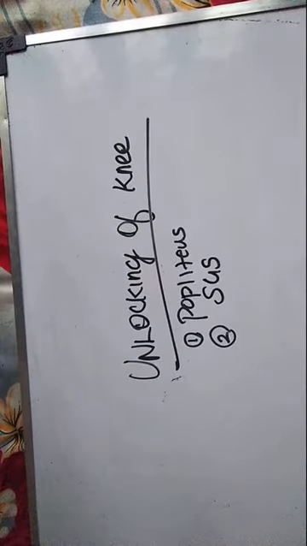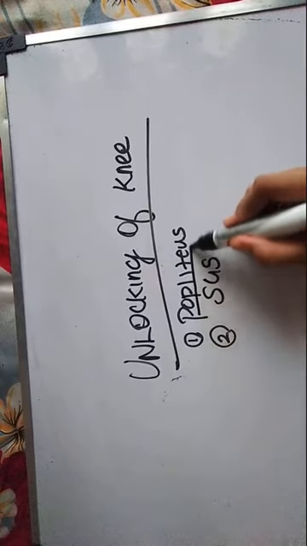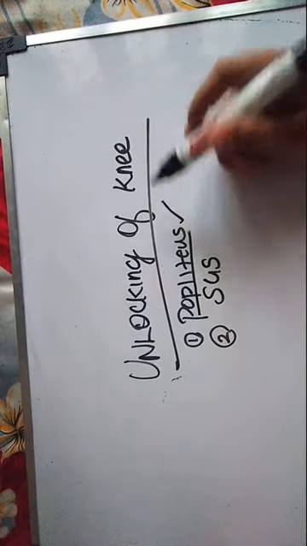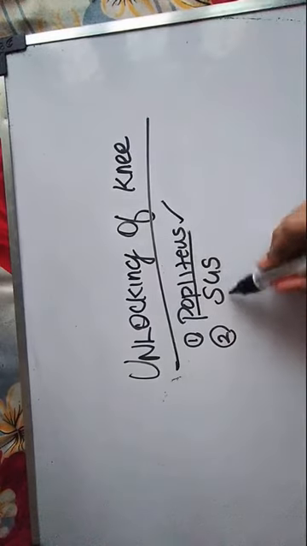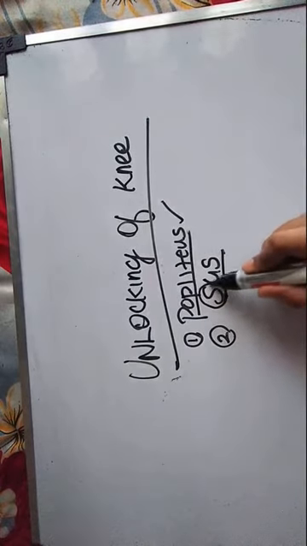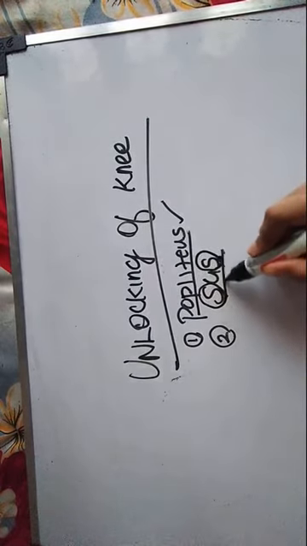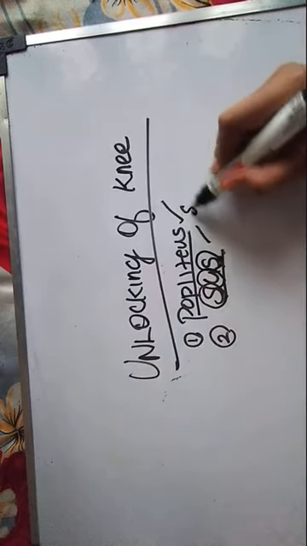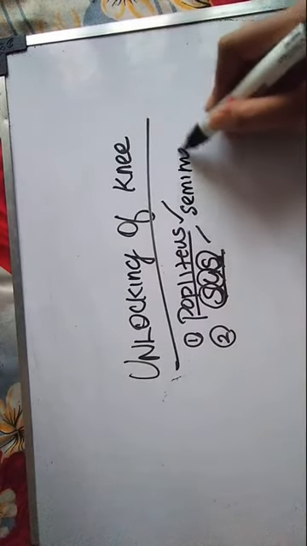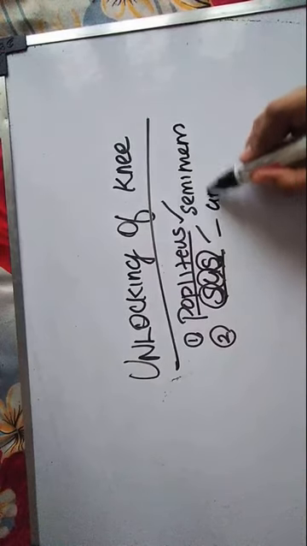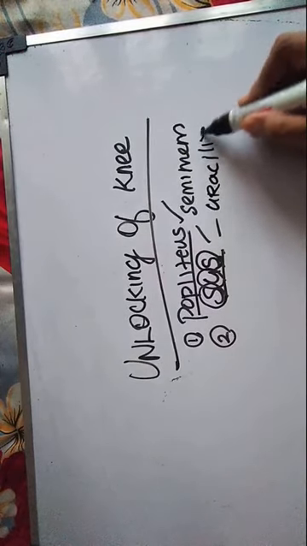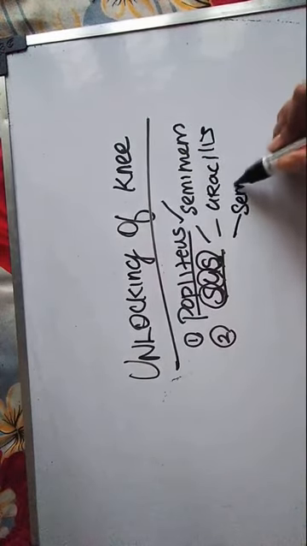one is popliteus muscle. Okay, the other three muscles are semimembranosus, semitendinosus, and gracilis muscle.